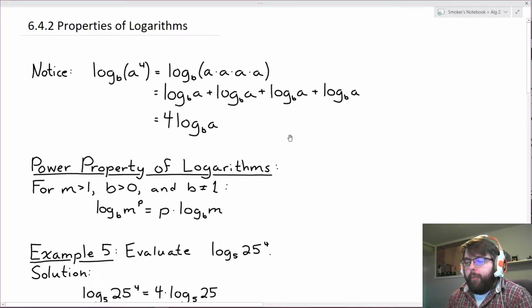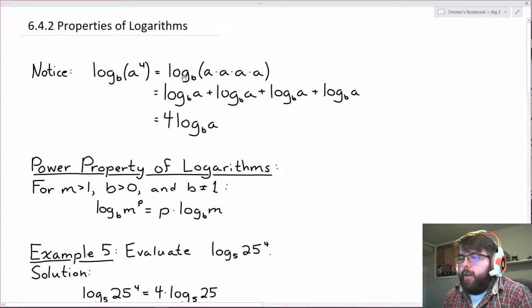Remember that the product property was that anytime you had two things in a log that were multiplied together, you can change that to the sum of two logs. So for instance, if I had this example here, where I have log base b of a to the fourth power, a to the fourth is the same as a times a times a times a. So what I'm doing here is taking that product property and applying it to each of these multiplications.